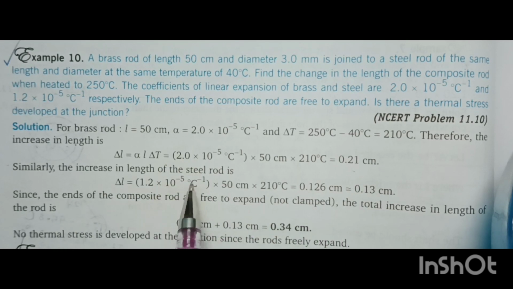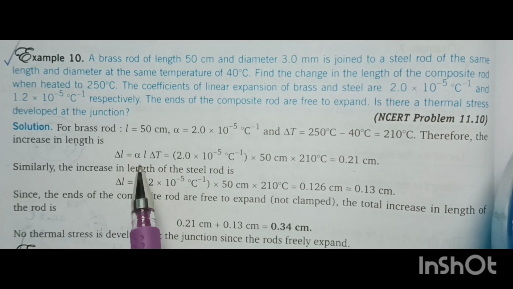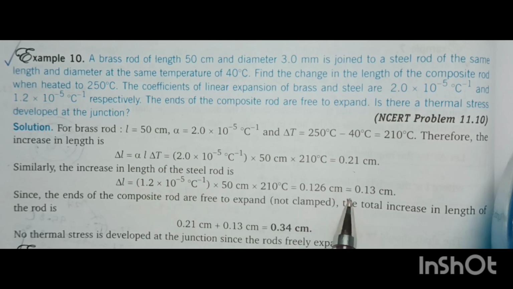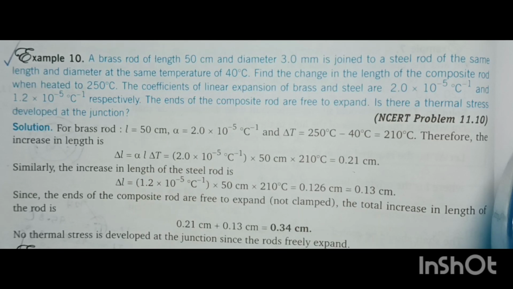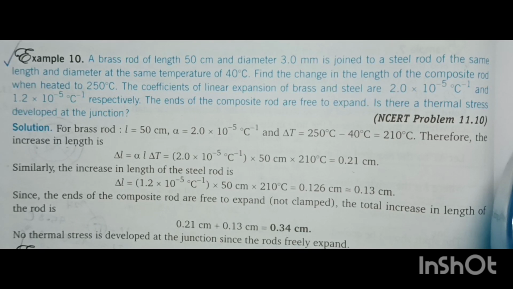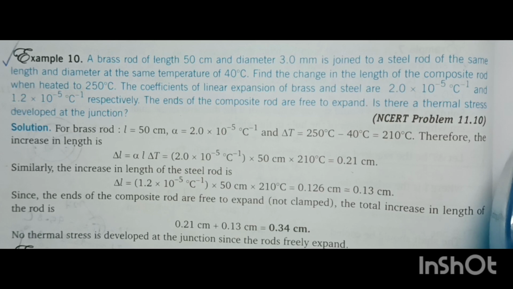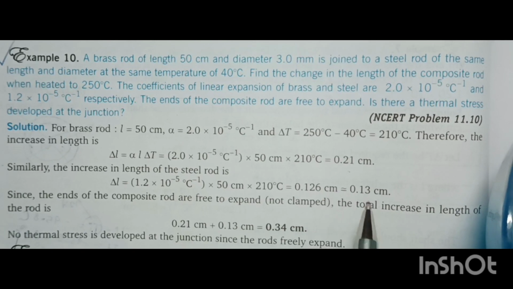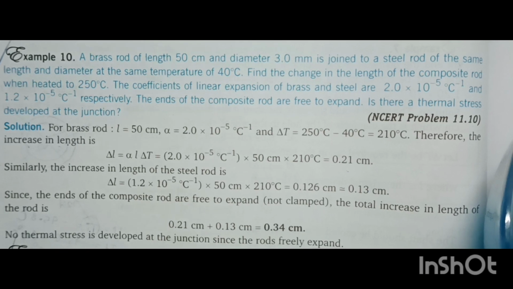Similarly, what is the change in length of the steel rod? You have to substitute the values for alpha, L and delta T for the steel rod. The value of alpha is different for the steel rod, so just substitute it and the answer you get is 0.13 centimeter. Their ends are free to expand, only one of their ends is joined, so the total increase in length will be the addition of these two, 0.21 plus 0.13, that is 0.34 centimeter. So this is the change in length.